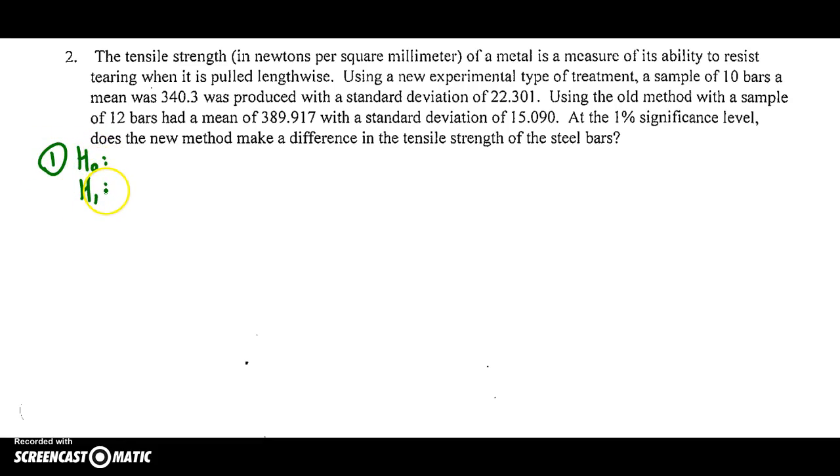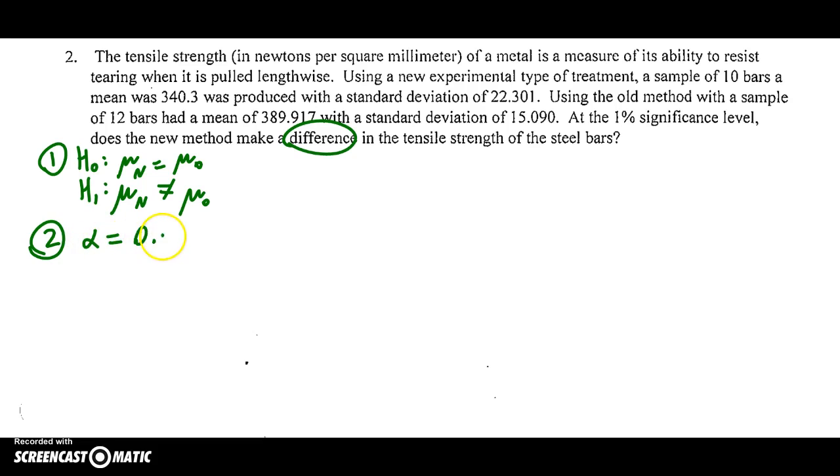Okay, so step one. We're testing to see if there is a difference in the tensile strength. Is there a difference between the new method and the old method? Not does the new method make it better or worse, is there a difference? So we're going to compare the new mean to the old mean. Our initial assumption is they should be the same. They shouldn't create that much of a difference, but we're testing the claim that there is actually a difference at the 1% significance level.